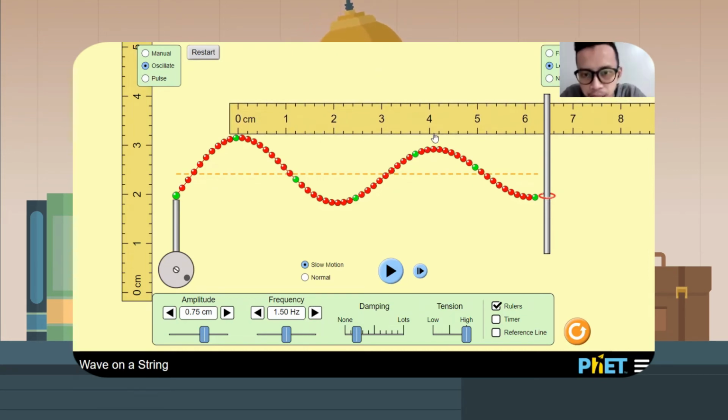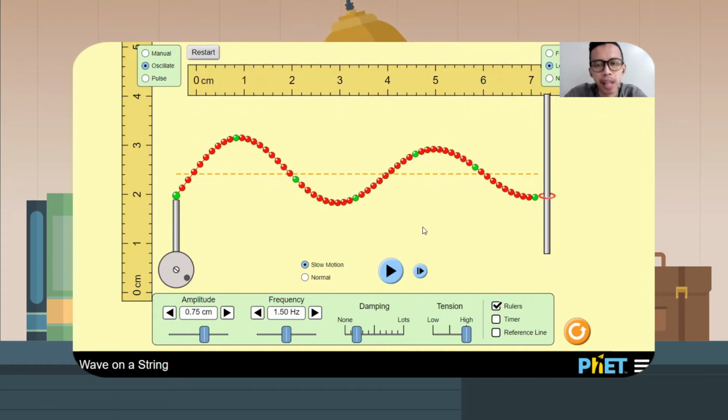Now you see, the wavelength of this wave is around 4.1 centimeter. That's the wavelength. One more time: wavelength is the distance between two adjacent points that are oscillating in step with each other. Okay, that's wavelength.